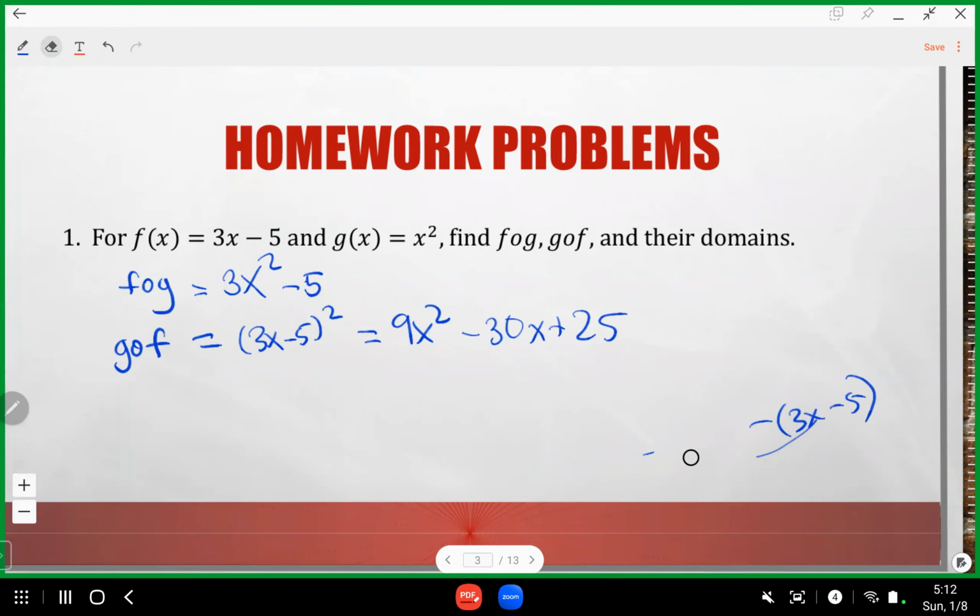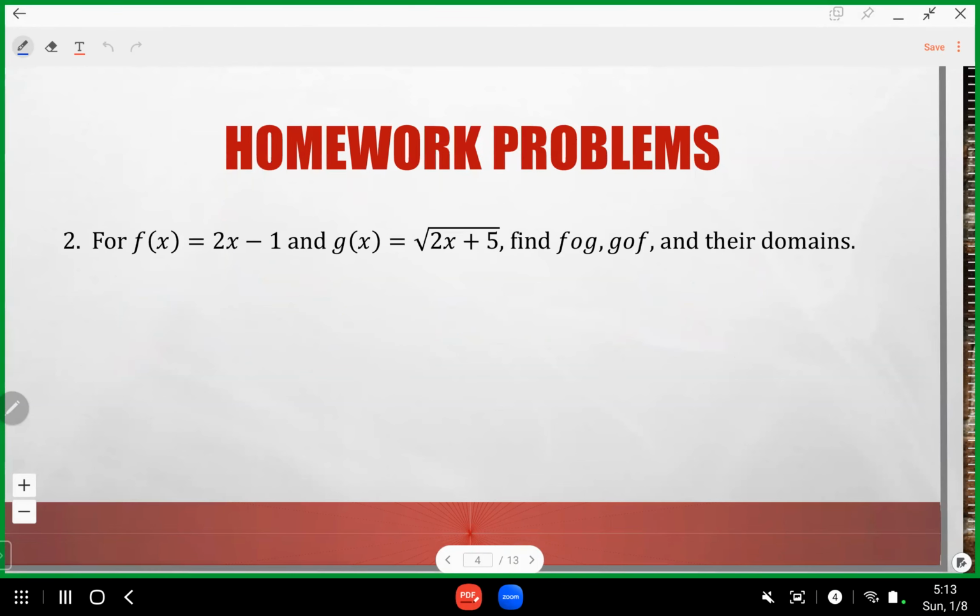You get it? Okay, so now we need to find the domain. Do you still remember how to do that? The domain for both of them is negative infinity to infinity. There's nothing really you can do here. There are no restrictions because neither of these has any restrictions, so the composition can't have any restrictions. All right, now let's look at number 2.